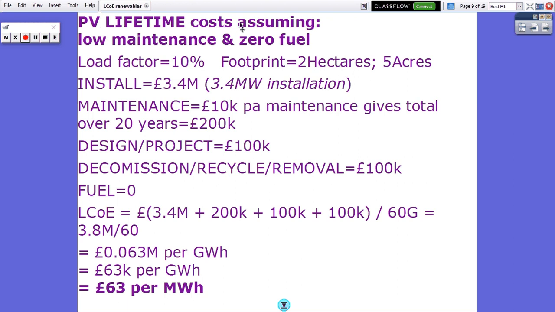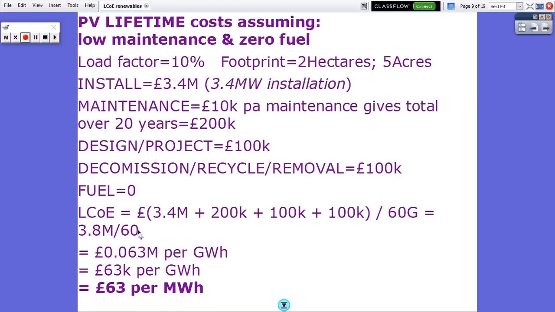If we review PV first, we're using a load factor of 10%. Footprint will be relatively high for an installation of 3.4 megawatts, which on today's prices in October 2020 has been estimated at £3.4 million for an installation of 3.4 megawatt power. Maintenance I've got down £10,000 per year. You're going to have design and project management costs, you're going to have decommissioning and recycling costs. Fuel will be zero. If we add up all of those costs, it comes out to be £3.8 million.